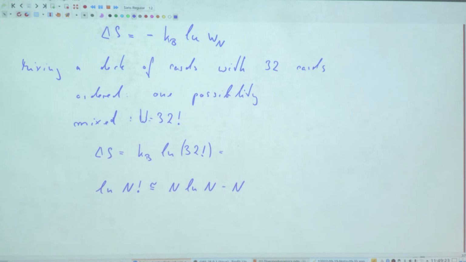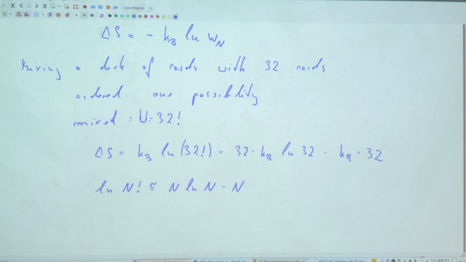And 32 times the Boltzmann constant times ln 32, minus the Boltzmann constant. And that's something you can do on your calculator. It's a small number, so the change in entropy is not that large.